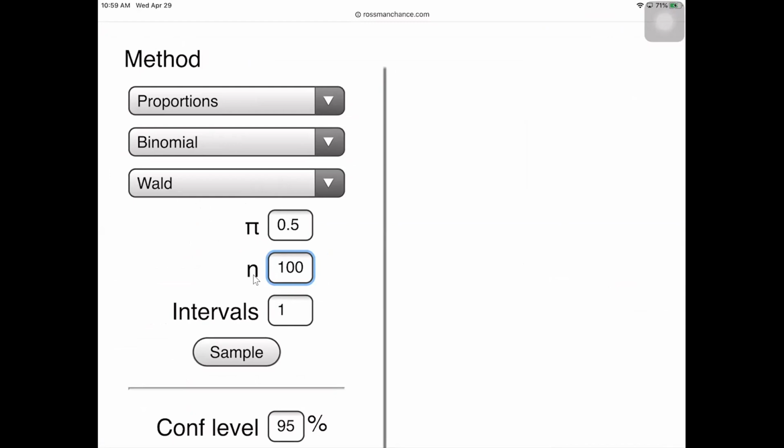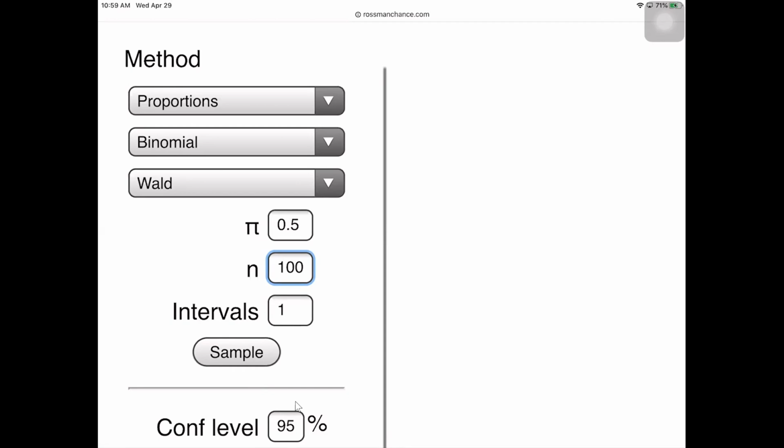For this one, it's saying n, so the sample size that we're going to retrieve from this population of 0.50 is going to be 100. With the interval, it's saying we're only going to construct one interval. And where it says conf level, that's the confidence level, so it says a confidence level of 95%.